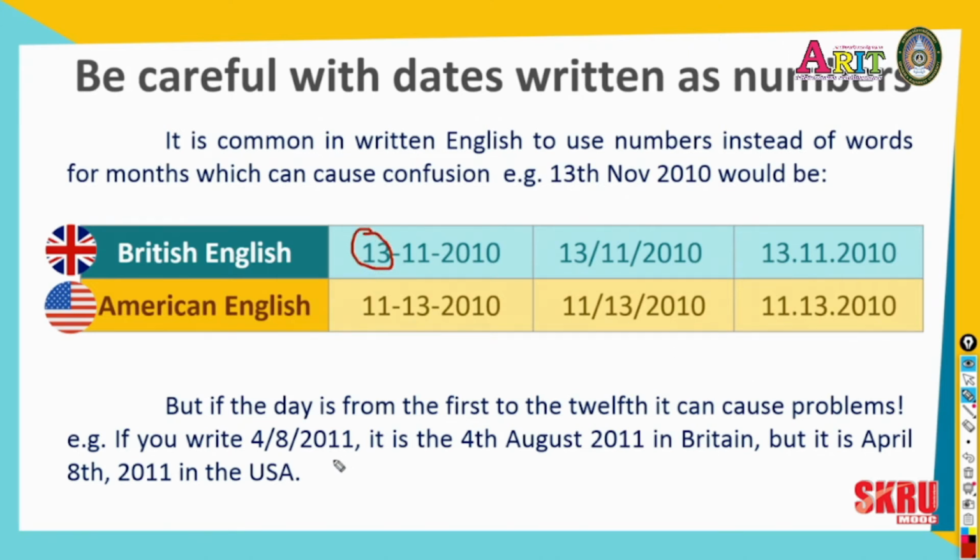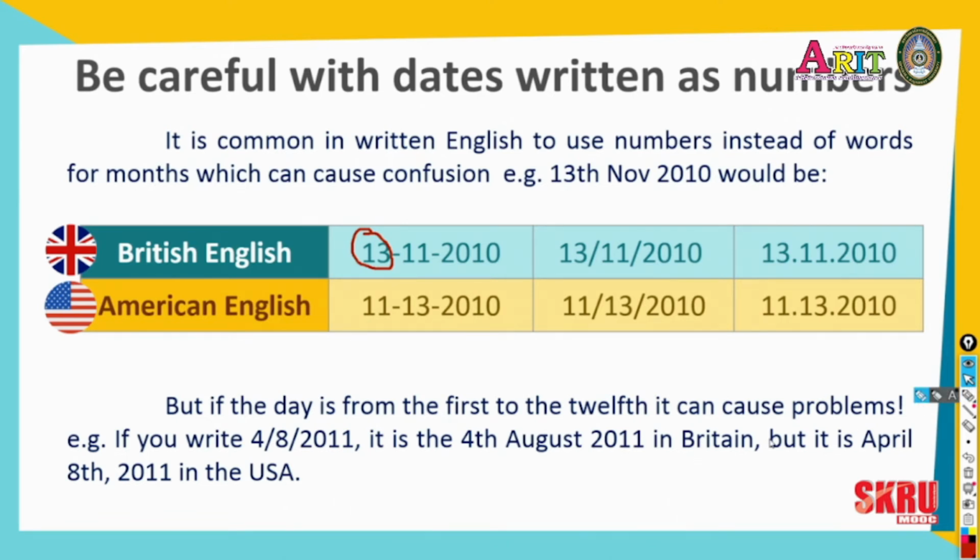But that becomes a problem when it's not. So for example, if you write 4/8/2011, that's the 4th of August 2011 in Britain, but it's April the 8th, 2011 in the USA. Imagine a situation where you type an email to a customer confirming delivery of products in 3 months, and you write 6/7. Is that June the 7th or July 6th?